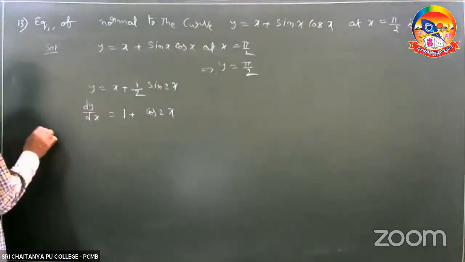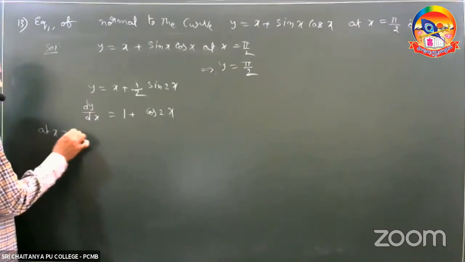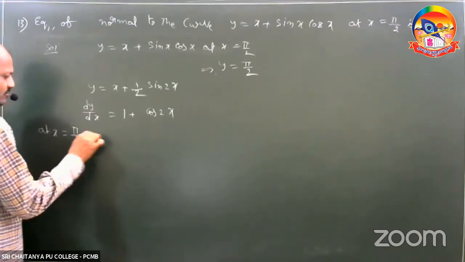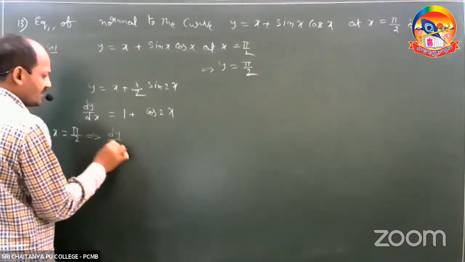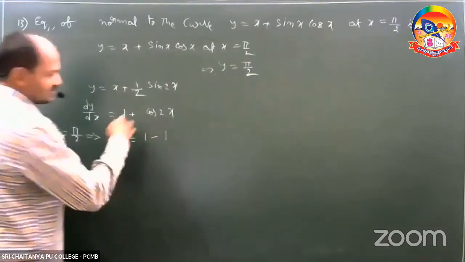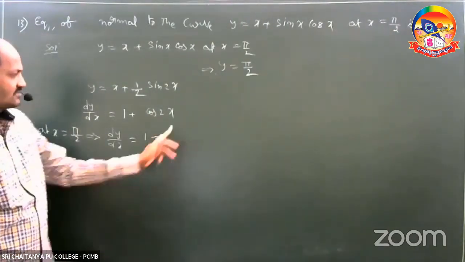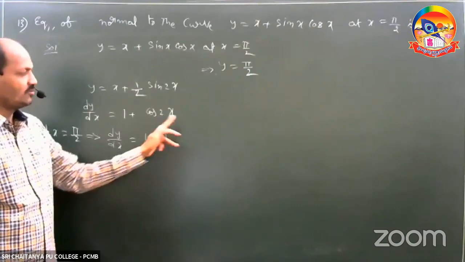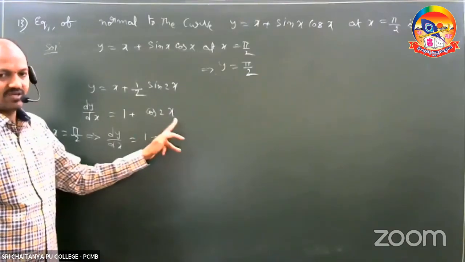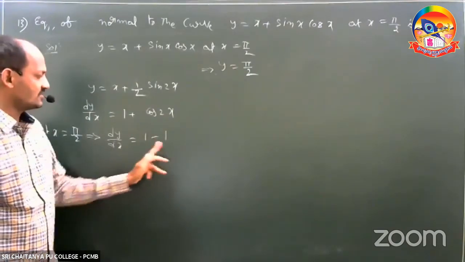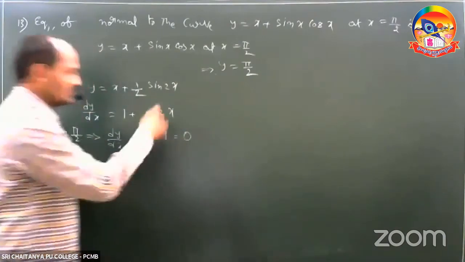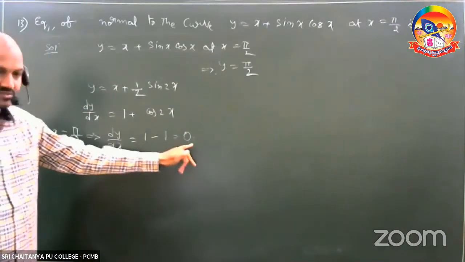At x is equal to pi by 2, dy by dx is 1 minus 1 into cos of 2 into pi by 2. X value pi by 2, 2 into pi by 2 is pi. Cos pi value is minus 1. So 1 minus 1 is 0. The slope of the tangent is 0.